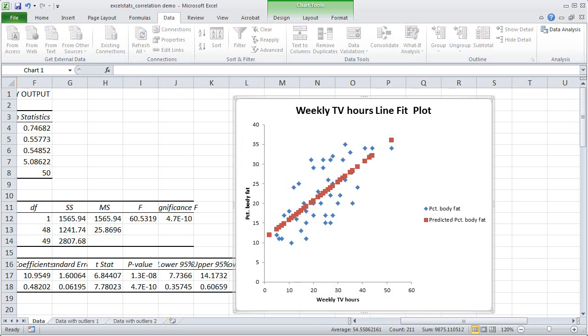So there's a linear relationship between weekly TV hours and percentage of body fat, and that's what that red line is telling you. It's telling you that generally as weekly TV hours increases, so does the percentage of body fat.